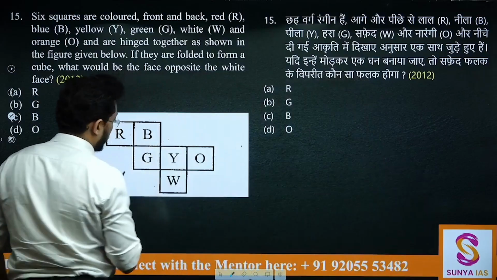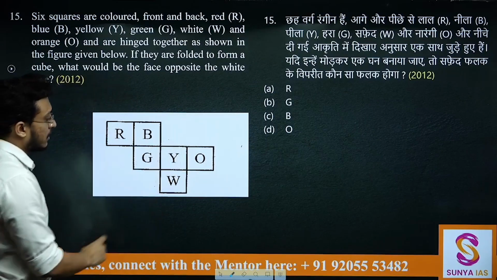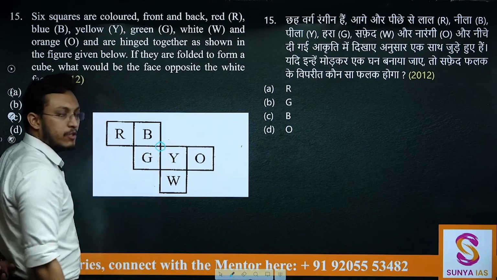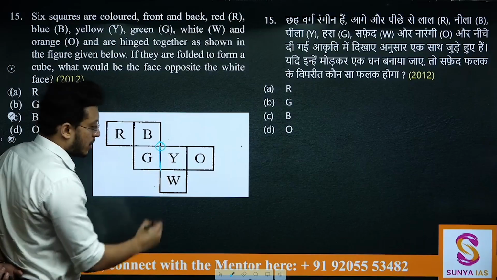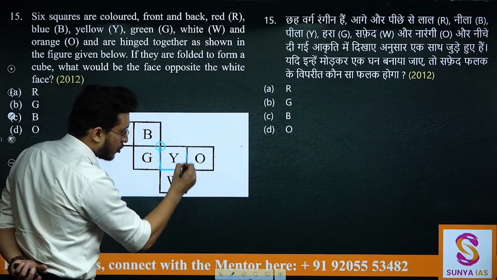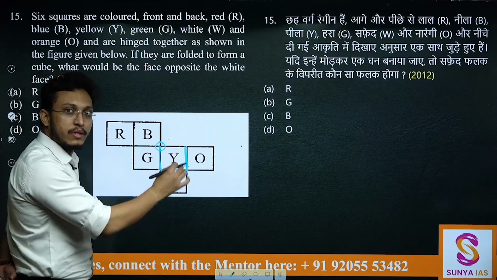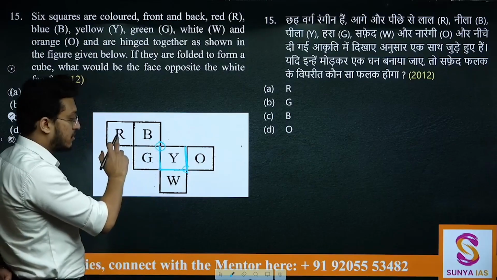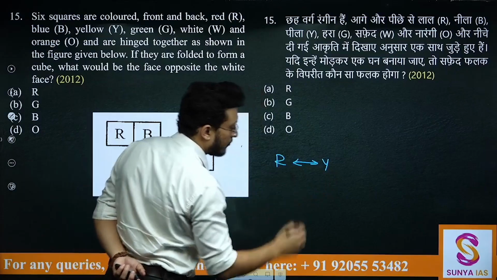Now here, let's have this y in consideration. See, this y has a corner common with b, then an edge common with g, an edge common with w, and a corner and edge common with o. That means, can I say y is adjacent to these four faces? The fifth face that is remaining is r. I can say r and y are opposite to each other.